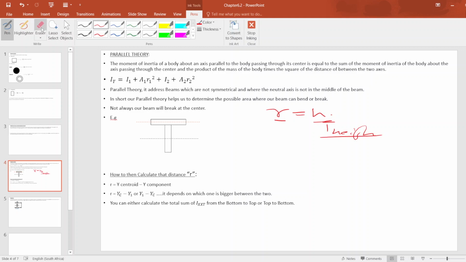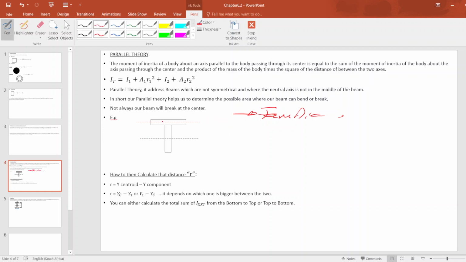Now let's look at how to calculate that distance r. The distance r occurs from the center to the center. For instance, this beam here. Remember I said when calculating the centroid, if necessary, calculate the centroid. In calculating the centroid, we said we need to partition our beam based on familiar shapes. Like for instance, I know this shape. I can calculate the area of this shape and I can get the center of this shape.